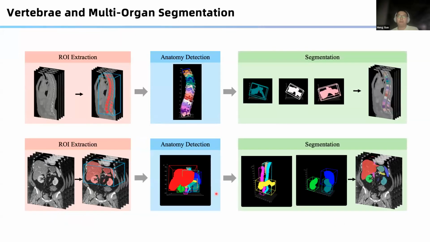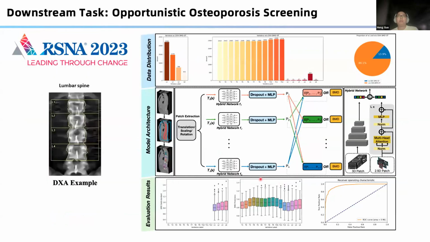Following the same principle, we have performed vertebral and multi-organ segmentation. Like before, they also go through the ROI extraction, anatomy detection, and finally segmentation and merge. Since our framework is decoupled, there can be some customized design of whether to merge some organs based on some prior knowledge. Based on MICCAI, we introduced one downstream task called opportunistic osteoporosis screening.